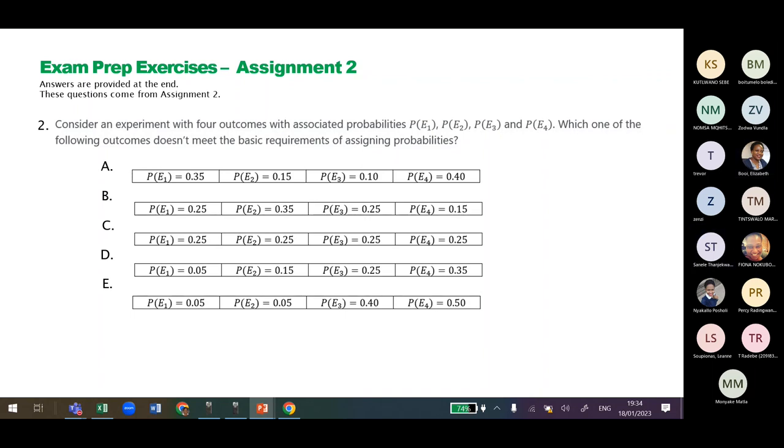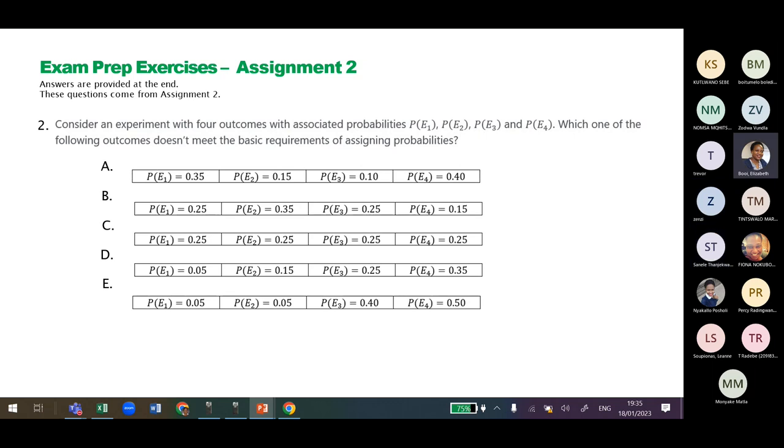That's your question. One. The sum of all probabilities should be equals to one. Now, they're asking you to do that. So it means the sum of all these probabilities, because it says consider the experiment with four outcomes with associated probabilities, which one of the following outcomes does not meet the basic requirements of assigning probabilities? You can do the addition. Let's start with A. The sum of all those probabilities is equals to one.